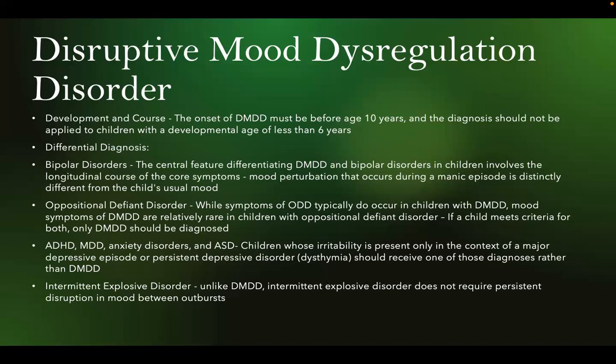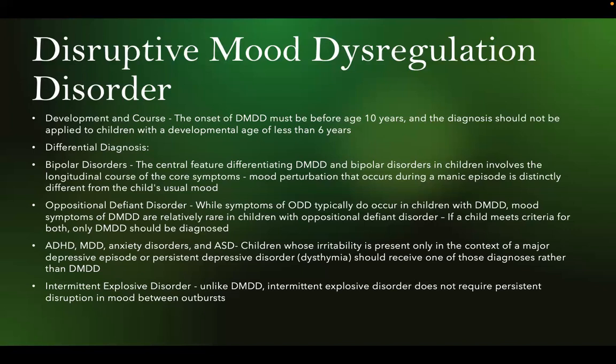With ODD, there are symptoms of ODD that occur in children who have the diagnosis of DMDD, and mood symptoms of DMDD are relatively rare in children with ODD. So ODD symptoms usually occur in DMDD, but DMDD symptoms are very rare in children with ODD. If the child meets criteria for both, only DMDD should be diagnosed. Even though they may have symptoms and meet criteria for both, only DMDD would be diagnosed.